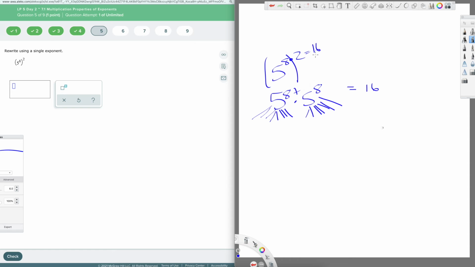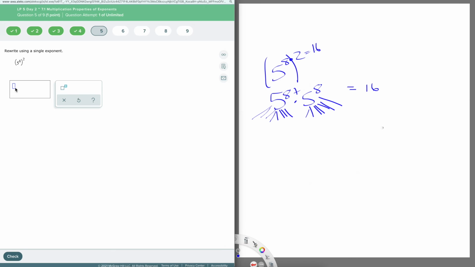So if it's a power of a power, if I have a power in parentheses raised to another power, just like this, I can multiply these 2 to get the total number that I will end up with. So this is going to be 5 to the 16th power, because I just combine these, I multiply them together. It's going to be 8 and 8, or 8 times 2.